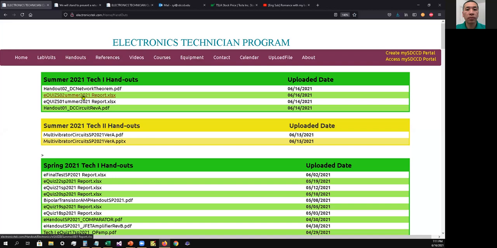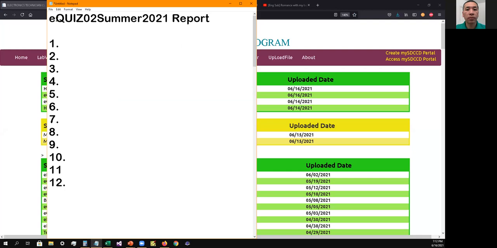If you do not have this, you can always do it in a word processor, or on your notepad like I do right here. I just open my notepad, put the name of the quiz, and number 1 to 12, or however many questions are on the test, and you will be able to upload this one. If you do not have access to Excel, go ahead and do it through Notepad. Make sure you put the quiz name and your name there. Make sure you download that.